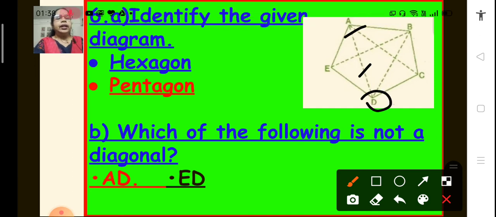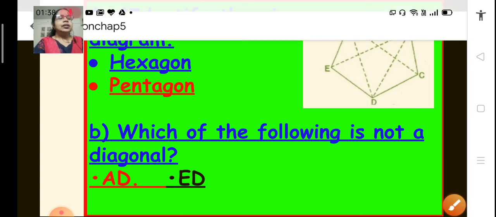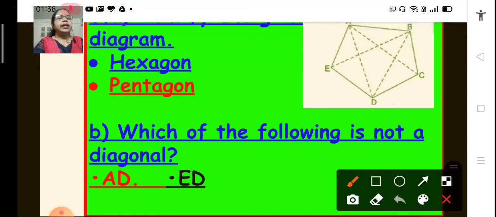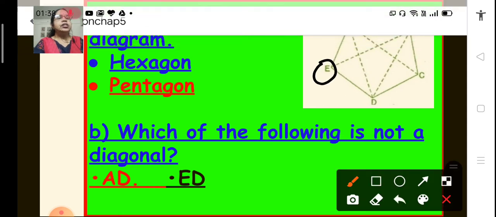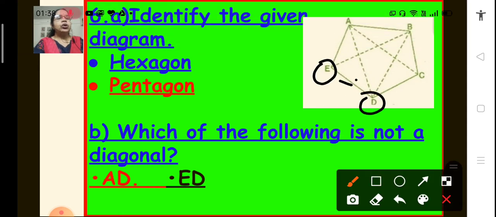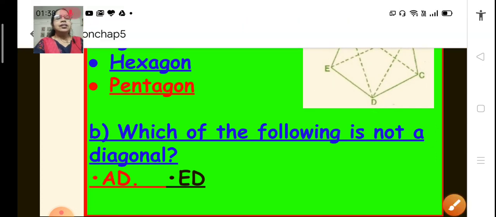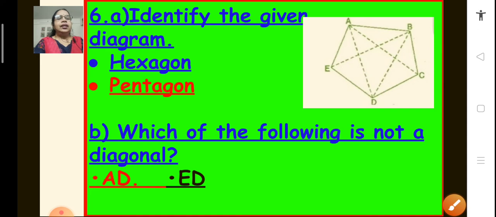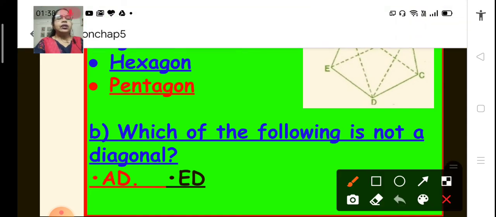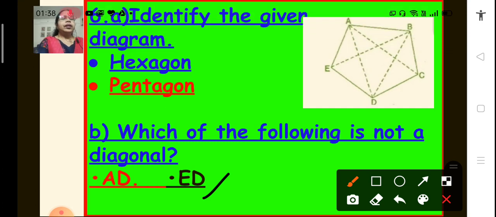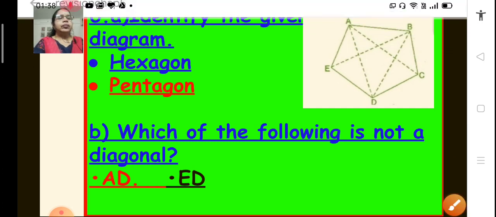Okay, and ED is not a diagonal because it is joining adjacent vertices. So it is not a diagonal. So what is the right answer? The right answer is ED. ED is not a diagonal. AD is a diagonal. ED is not a diagonal.